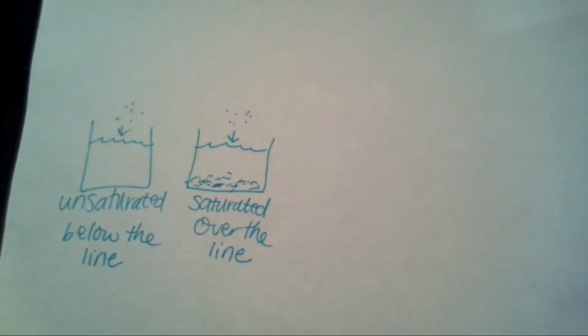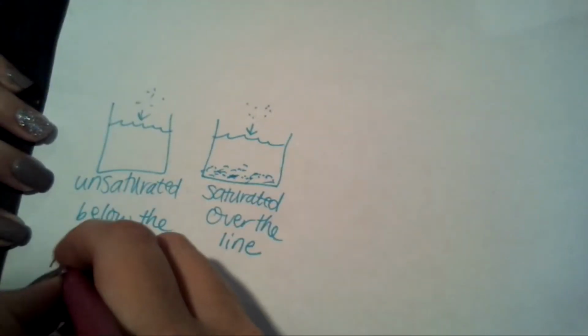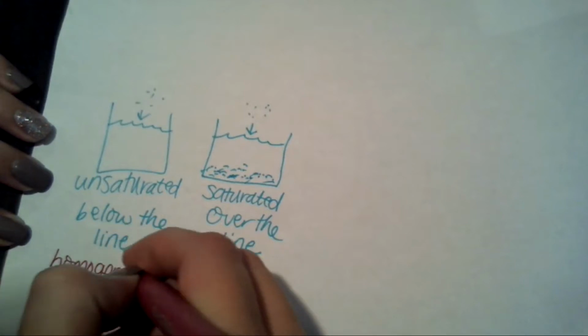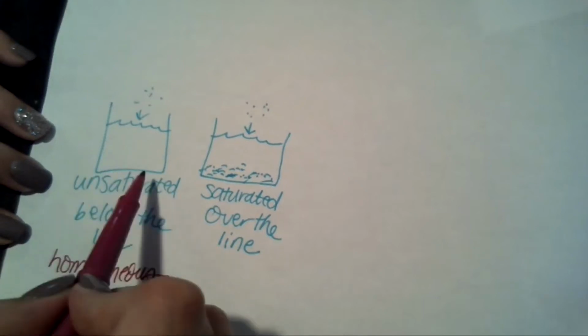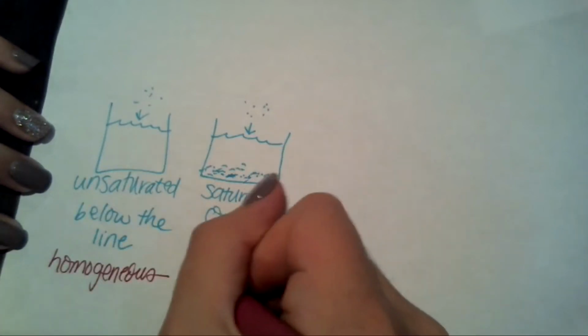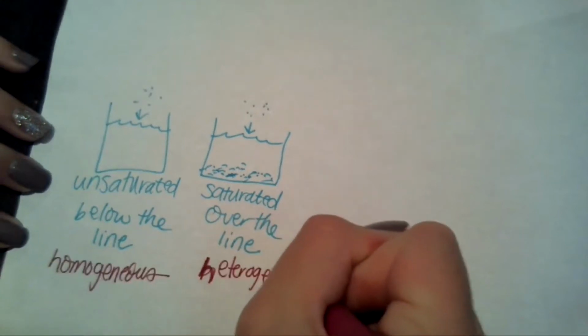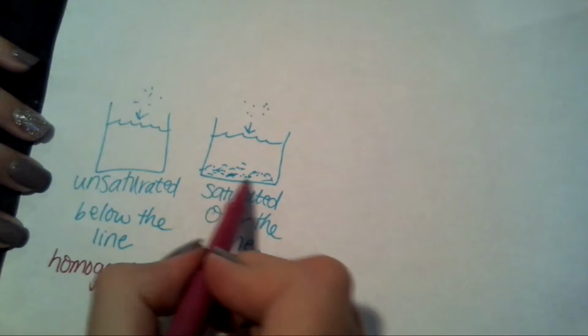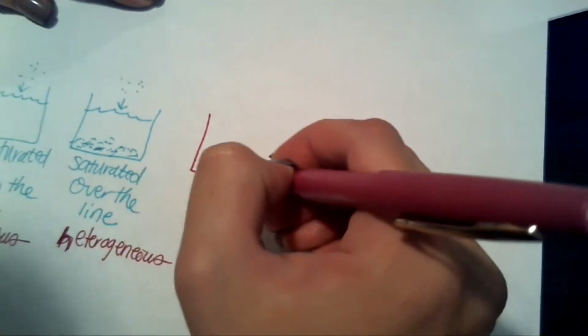Supersaturated is entirely different. If you notice, this first solution is going to be homogeneous, because it looks the same throughout. This saturated is going to be heterogeneous because you have a solid layer on the bottom and an aqueous layer on top. Then supersaturated looks like this.